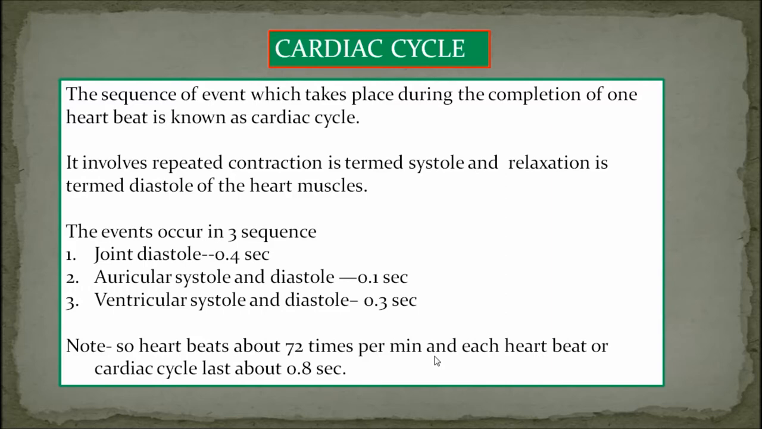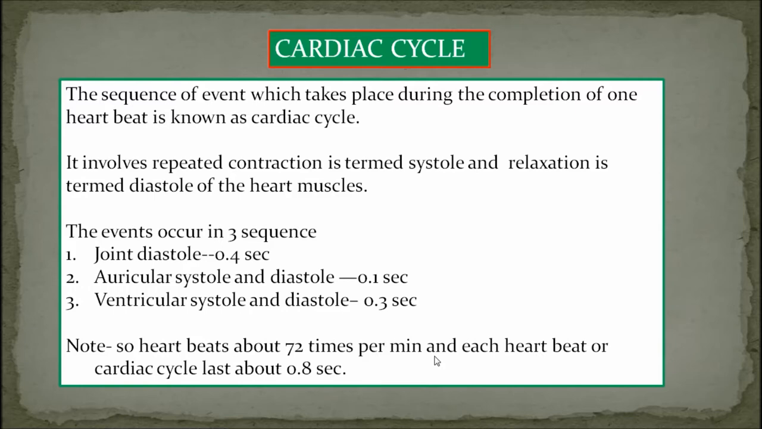The meaning of this definition is that, sequence-wise, one time, two times, three times, a few events take place. That means auricular systole, auricular diastole, ventricular systole, ventricular diastole, and then again the auricular systole and auricular diastole. So rhythmically, in a cyclic way, sequence-wise, a few phenomena take place. Clear? This is what happens during the completion of one heartbeat, known as the cardiac cycle.